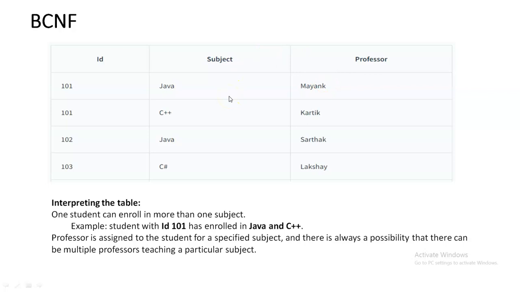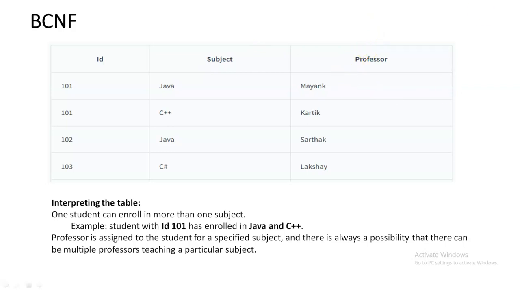So the dependency goes like this. Professor is not going to be the determinant of the subject, but the subject is going to depend on the professor, because the same subject can be taught by multiple professors. So depending upon the subject and the ID, we will know which professor it is. Here ID and subject are going to be prime attributes because both come in the candidate key, but professor is a non-prime attribute.